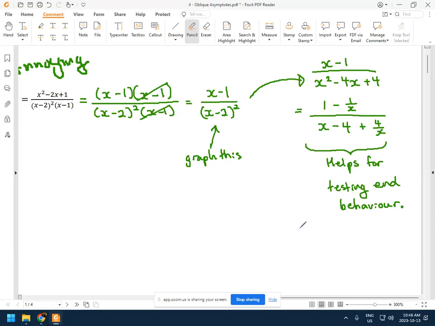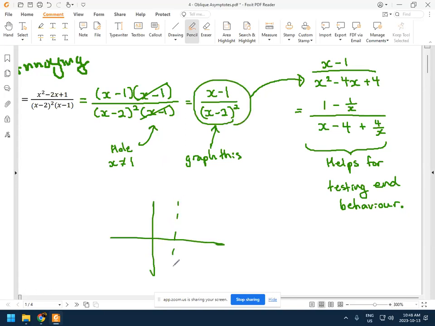Does this have a hole? Yes, because we divided out a factor, there will absolutely be a hole where x cannot equal 1. So if we graph the x minus 1 over x minus 2 squared, it would look the same without a hole. Yes, so if you just graph this, I believe, if I remember correctly, it's going to look like that. Okay? But because this is where it came from, you have the exact same picture, but you add a hole on it.